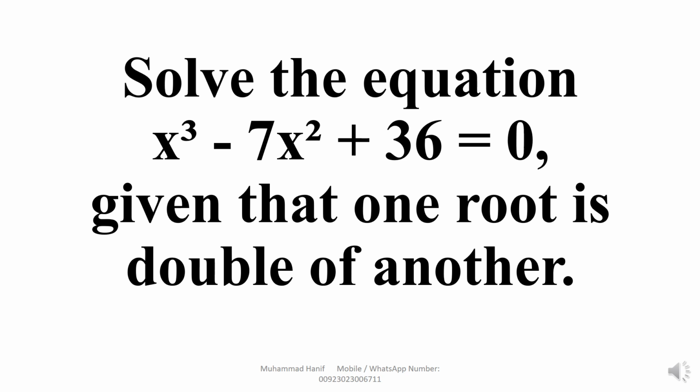Now we solve the equation x cube minus 7x square plus 36 equal to 0, given that one root is double of another. You must know what the conditions are. Now we solve this question.